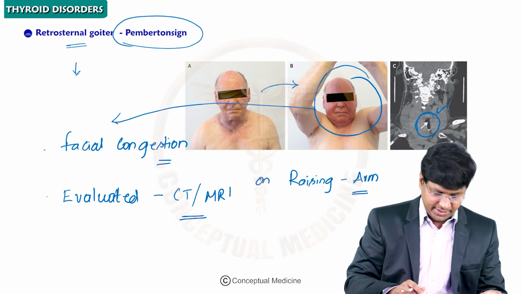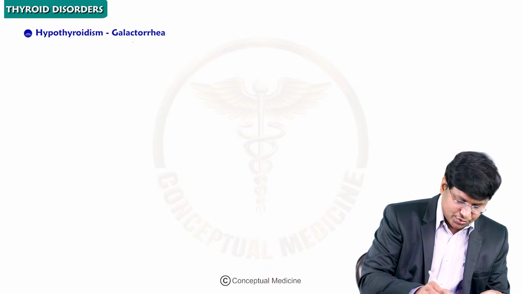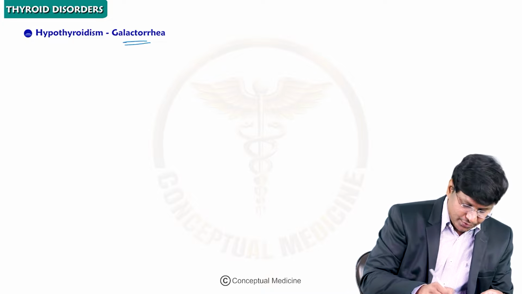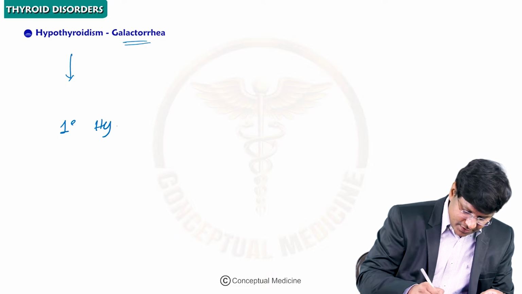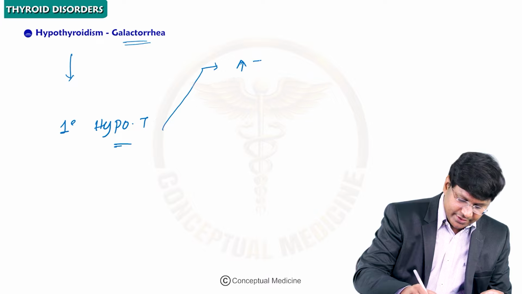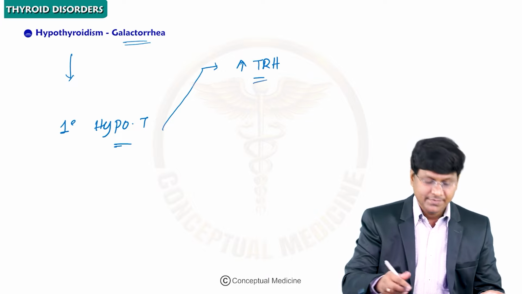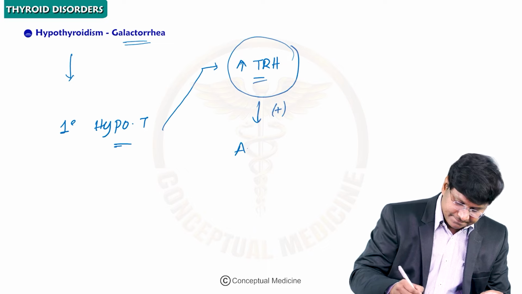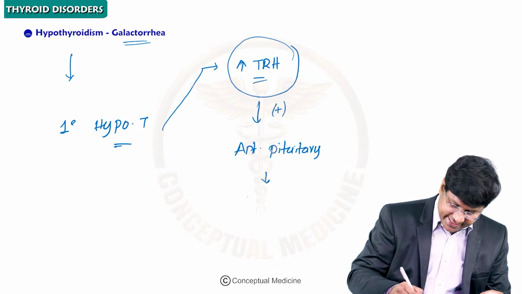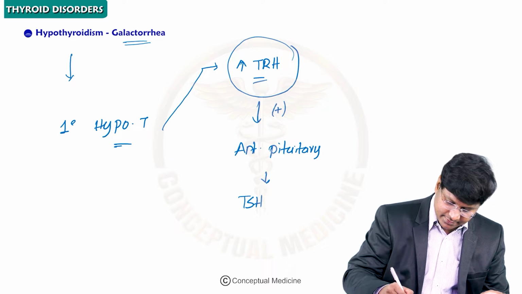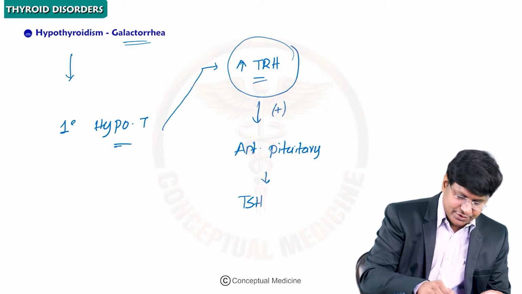Next, a very important thing: patients with hypothyroidism can have galactorrhea. Now, why does this patient of hypothyroidism have galactorrhea? And that too, you will have that in patients with primary hypothyroidism. Why is that? Because in primary hypothyroidism, there will be an increase in thyrotropin-releasing hormone from the hypothalamus. This increased TRH will go and stimulate the anterior pituitary gland to produce not only TSH, but also an excess amount of prolactin. And that is the reason why the individual will have galactorrhea.